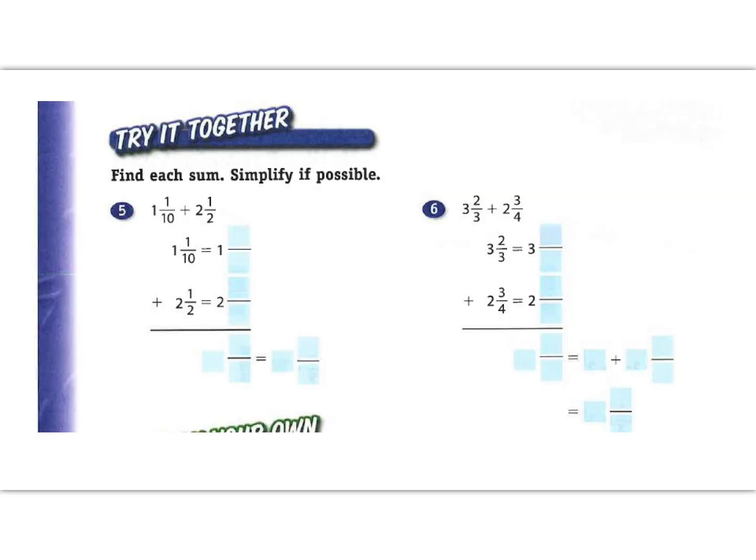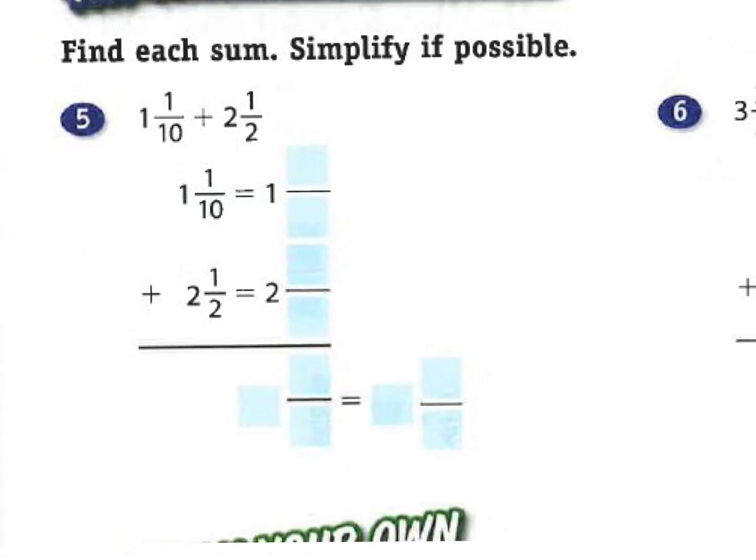All right, this says find each sum, simplify if possible. So here we have 1 1/10 plus 2 1/2. So I'm going to keep this as 1 1/10 because I know that 2 goes into 10. So 1/2 equals how many tenths? 2 times 5, and then I do 1 times 5 is 5. So this would be 5 tenths.